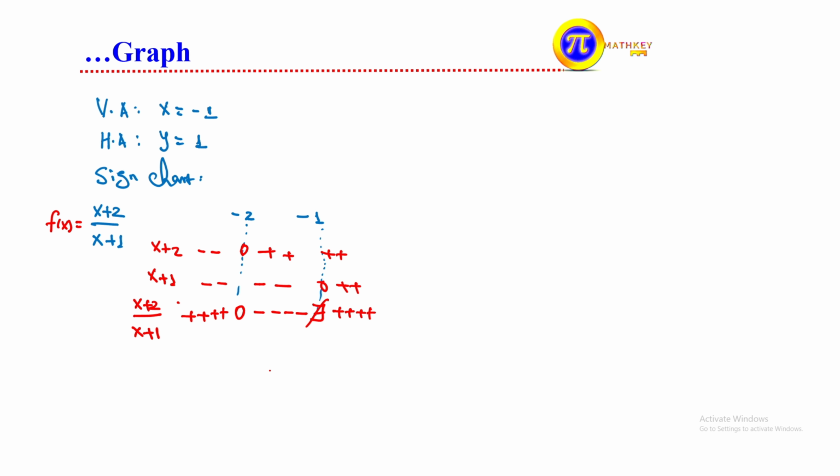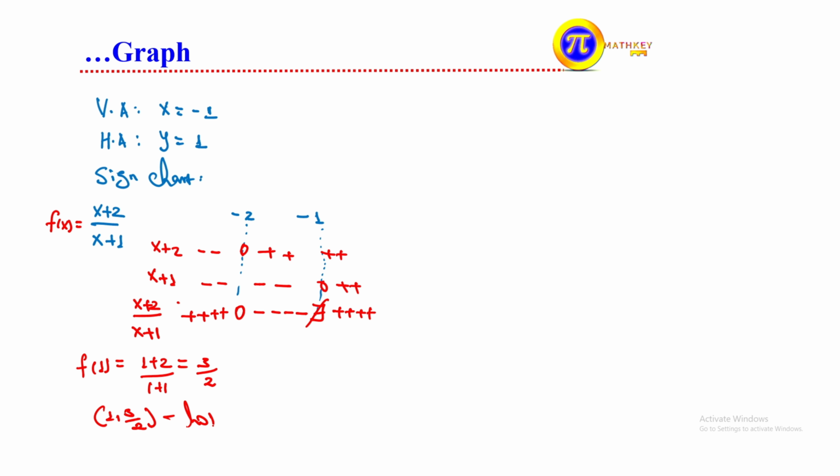And the other thing that we consider is that x is different from 1. So at 1 we have what? When we substitute 1, what is the result? f of 1 equals 1 plus 2 divided by 1 plus 1, which equals 3 over 2. So at 1 and 3 over 2, at this coordinate, it has a hole.